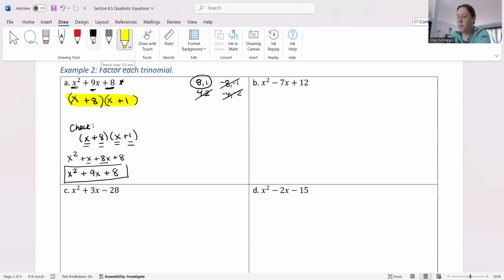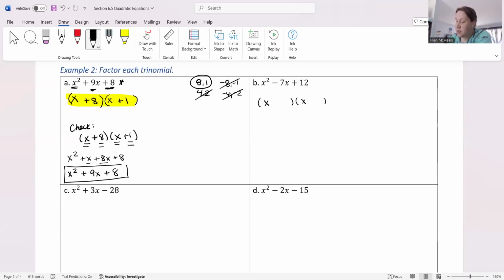Okay, so for part B, we have x squared minus 7x plus 12. Okay, so since our variable is x, we want to start two binomials, each with an x. That way, when we FOIL, we'll get x times x, which is that x squared. But for the other two factors, we need to look for factors of 12 that add to negative 7.